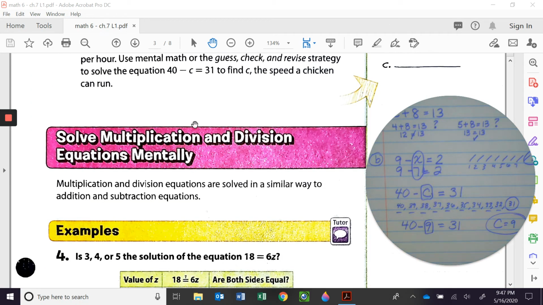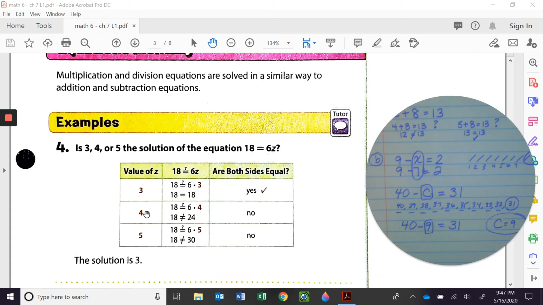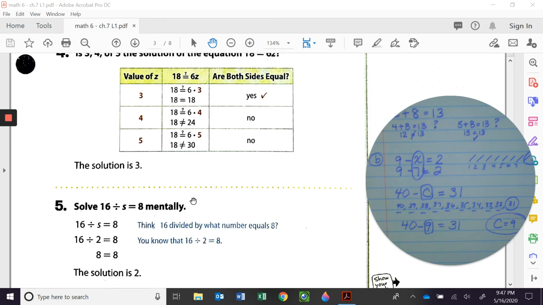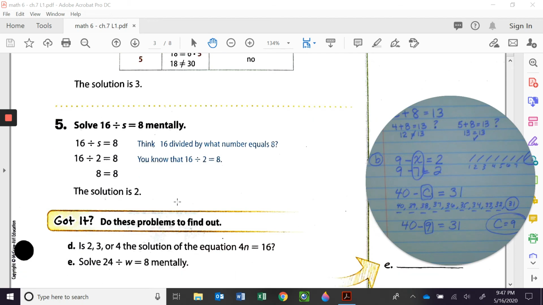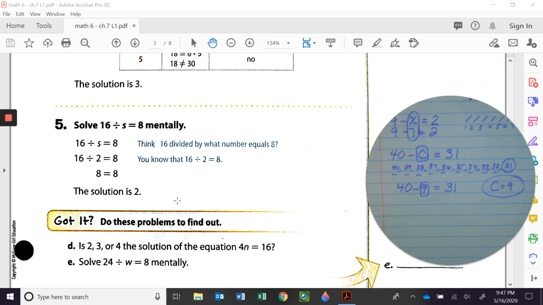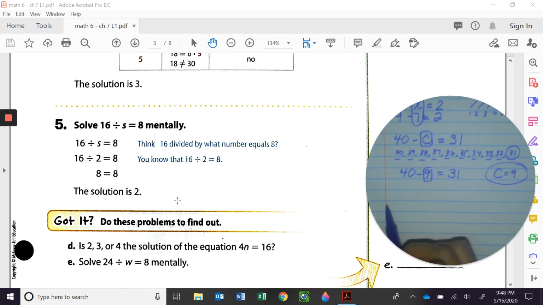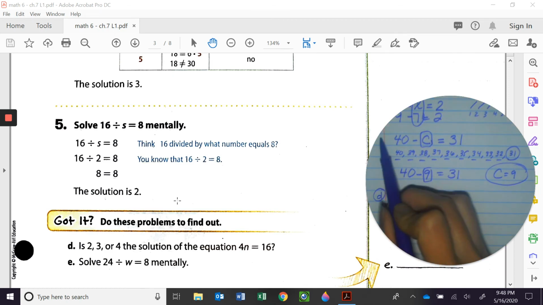All right, so when we're dealing with multiplication and division, it works the same exact way. We can guess and check to see which one works. We can use mental math, just knowing our math facts, using our multiplication chart if you need it. All right, so let's look at problem D. This was problem C.